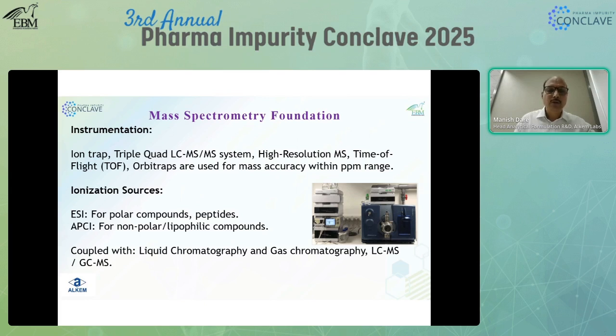We have to go to the lower, trace level and ensure that the impurity is compliant as per the regulatory expectations. And in these high-end instruments, the ionization sources are available, and we have to use the ESI mode as well as the APCI mode, depending upon the nature of the impurity and the nature of the compound. And these mass spectrometers are coupled with liquid chromatography as well as gas chromatography, because usually in analytical or quality control, we use liquid chromatography as well as gas chromatography for the analysis purpose.